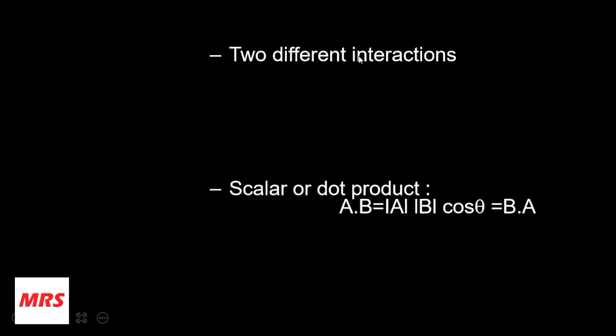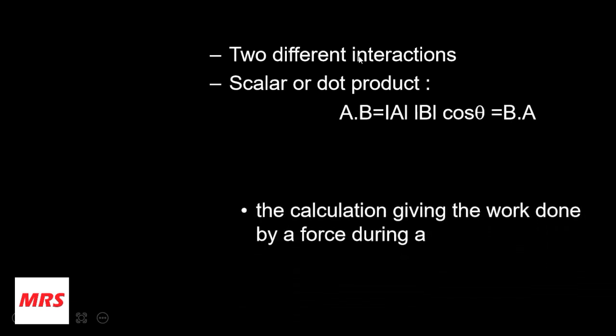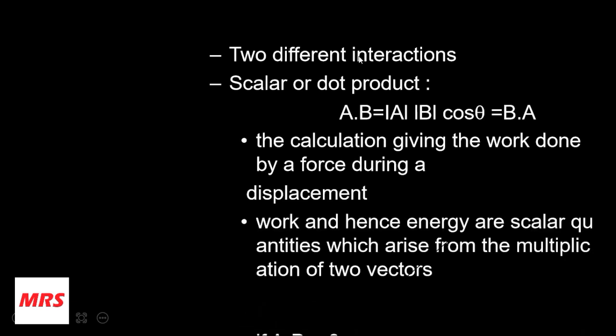Two different interactions are scalar or dot product. If A and B are two quantities, the interrelation under dot product is A dot B equals magnitude of A into magnitude of B, cos of the angle between A and B vectors. This type of calculation gives the work done by a force during a displacement. Work and energy are scalar quantities which arise from the multiplication of two quantities. If A dot B equals 0, vector A is 0.